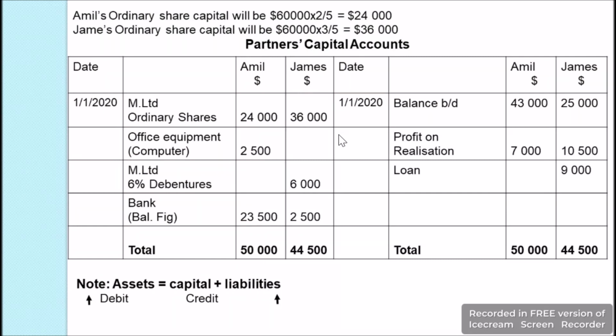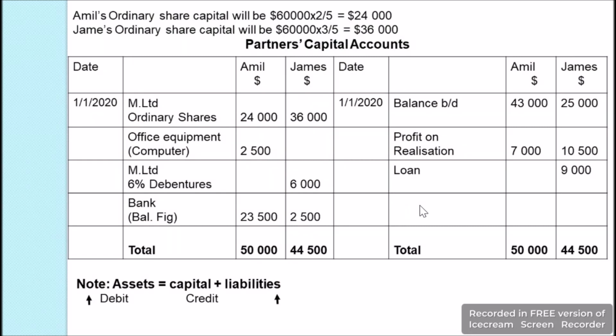Apart from that, Amil has also taken an office computer, which will reduce the capital, so we will mention it on the debit side as $2,500. And the loan which was given by James is now paid by means of debenture, so this has to be reduced, hence we are mentioning it on the debit side as $6,000.